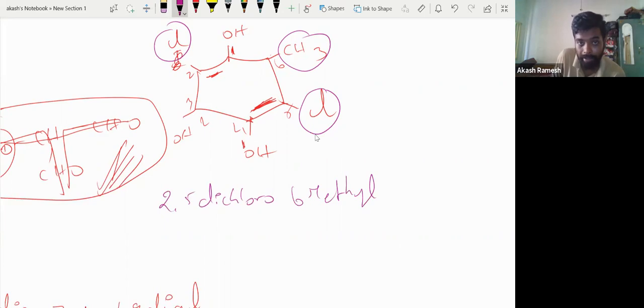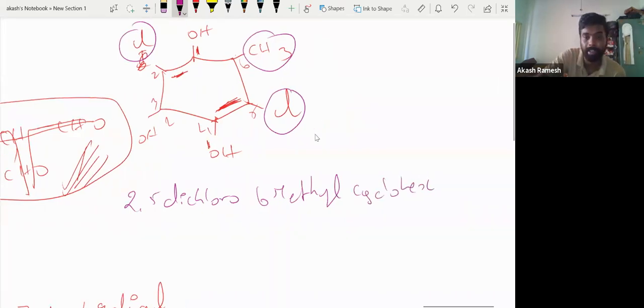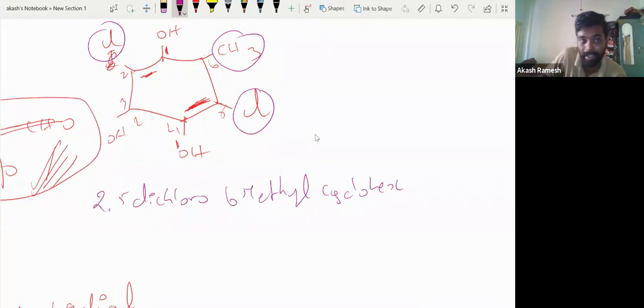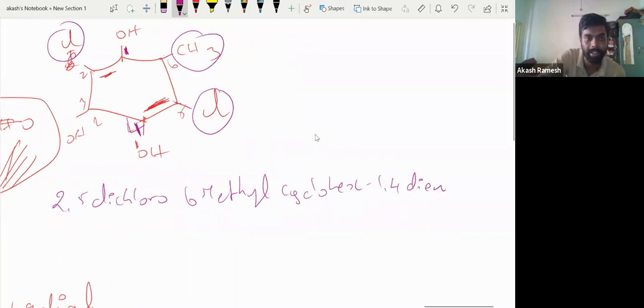Then comes your root word. The root word here is what? Cyclohex, not just hex. I asked you to remember that for a cyclo compound, you have to add just cyclo to that. Cyclohex, right? Then comes the secondary suffix. Now in the first position, I have a double bond. In the 4th position, I have a double bond. So cyclohex-1,4-di-ene, and then comes your alcohol.